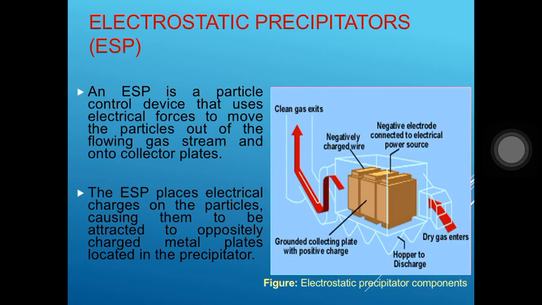Next is the electrostatic precipitator. It is also called ESP, and ESP is a particle control device that uses electrical forces to remove the particles out of the flowing gas stream and onto collector plates. The ESP places electrical charges on the particles, causing them to be attracted to oppositely charged metal plates located in the precipitator. In the diagram, you can see the electrostatic precipitator arrangement.